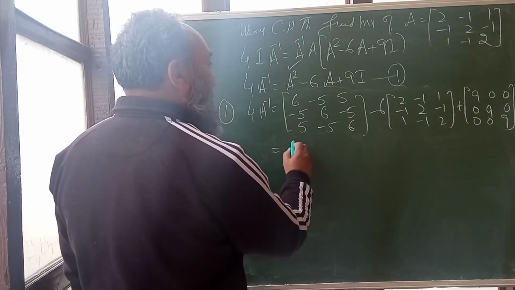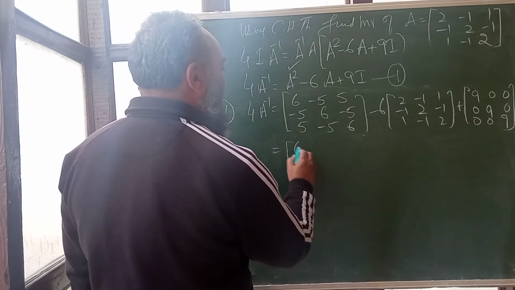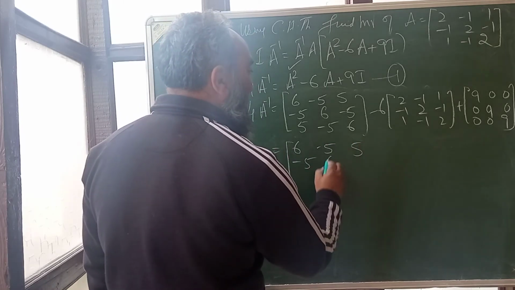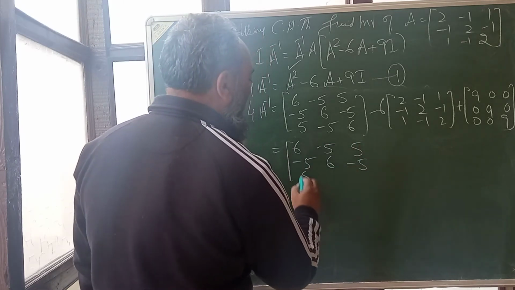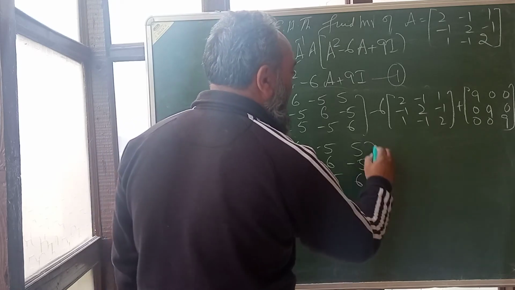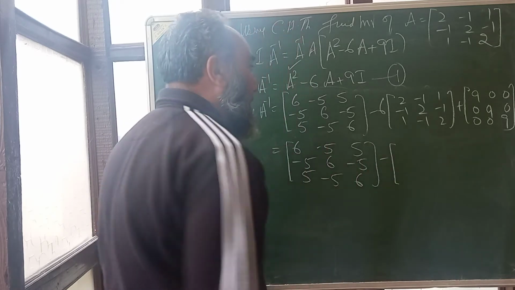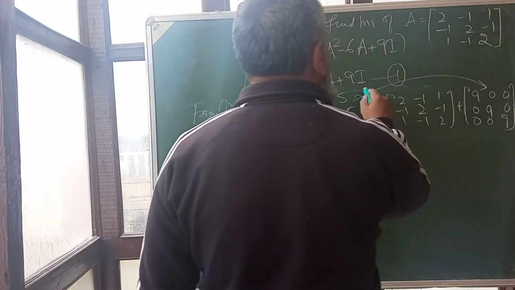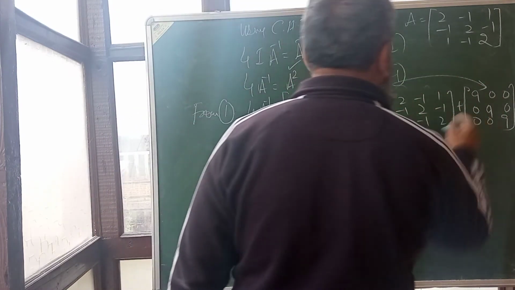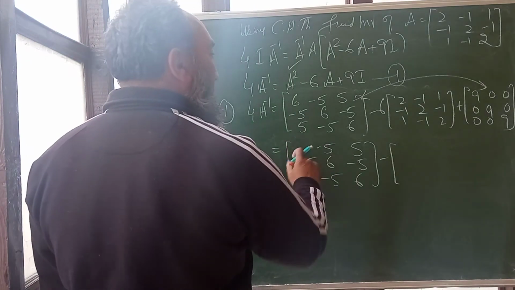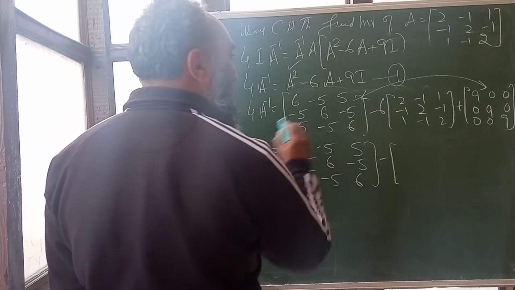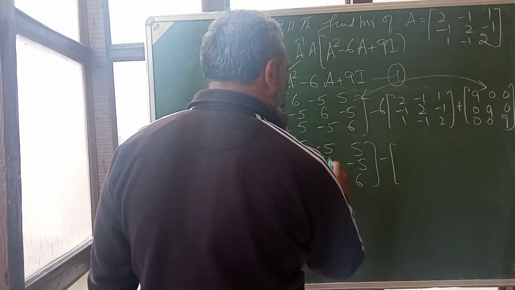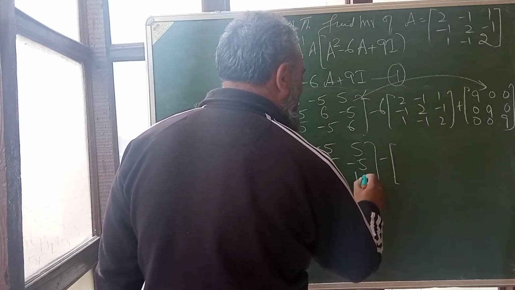So this is equal to 6 minus 5 5 minus 5 6 minus 5 5 minus 5 6 minus. Okay, let me add these two. I can always do that because this is plus, this is plus. So 6 plus 9, it is 15.